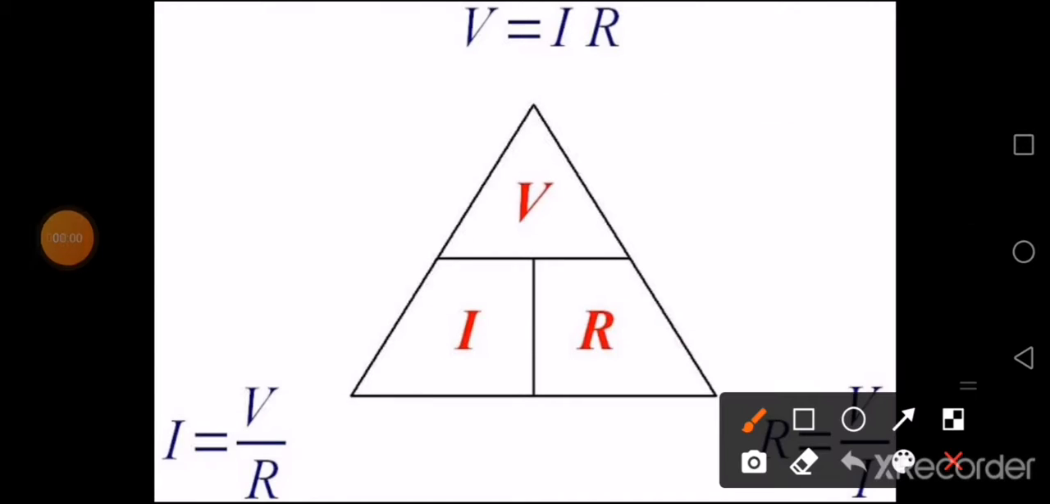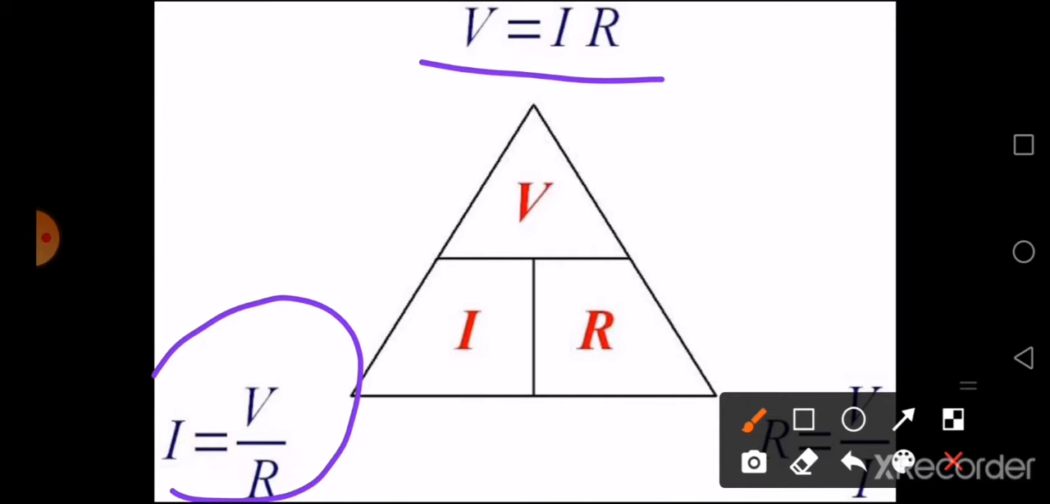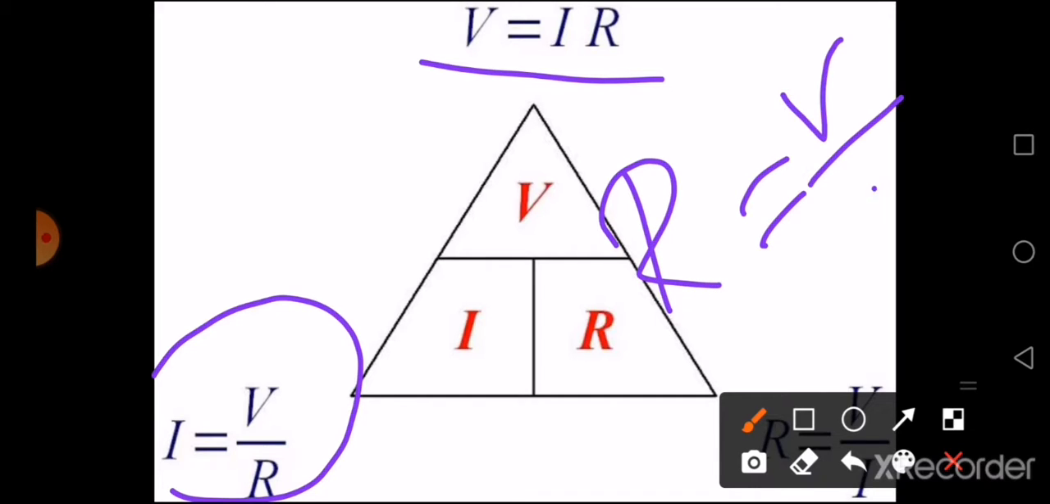Now you are having the main equation from Ohm's law, V = IR. This is very important for your numericals. Using this equation you can have three equations: one is V = IR, the second is I = V/R, and the third one is R = V/I. So these three equations you need for your numericals.